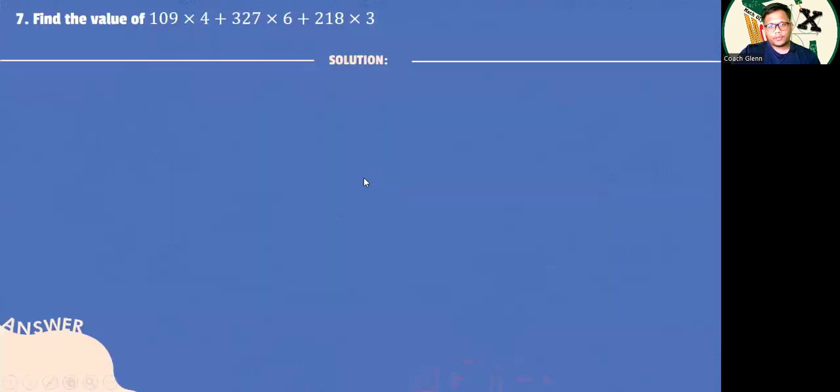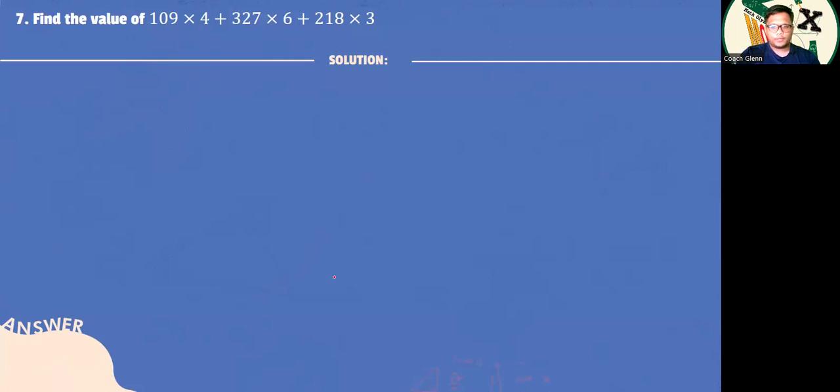Find the value of 109 times 4 plus 227 times 6 plus 218 times 3. So the first thing that we want to do here is to follow PEMDAS or MDAS. So first we solve 109 times 4. Wait, do we have a common factor here? Okay, we have a common factor.